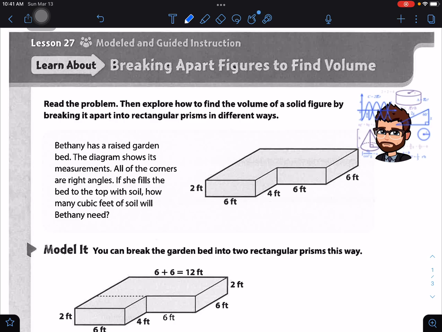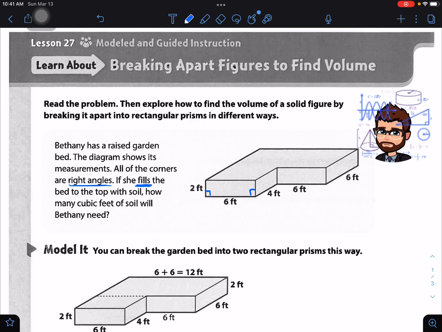So follow along with me here on your paper. It says Bethany has a raised garden bed. The diagram shows its measurements. All of the corners are right angles. Why would it want to tell us that all of the corners are right angles? Well, that's because these are rectangular prisms, and in order for something to be rectangular, it has to have all right angles.